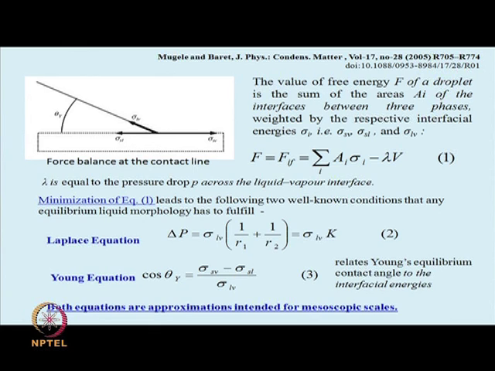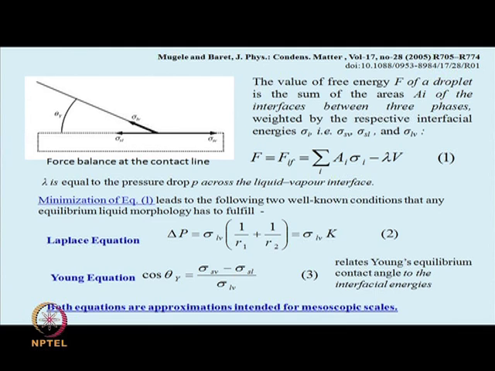And the second equation is the Young equation, which gives us the value of the equilibrium contact angle as a function of the solid vapor surface tension, the solid liquid and the liquid vapor surface tension. Now, one must emphasize at this point that both of these equations are approximations and they are valid only when the sizes are in the mesoscopic scale. When the system size becomes smaller and smaller, this type of equations may not be valid.